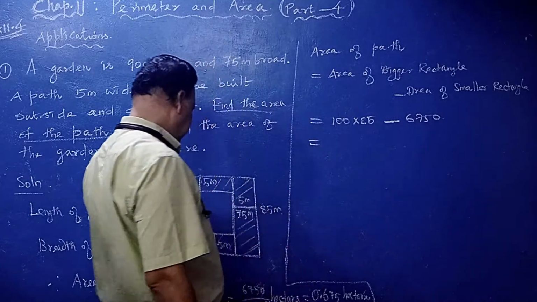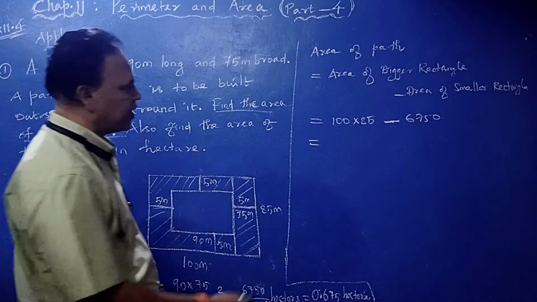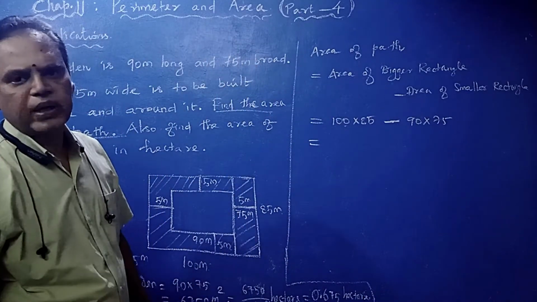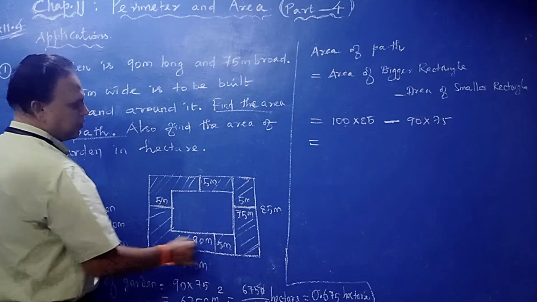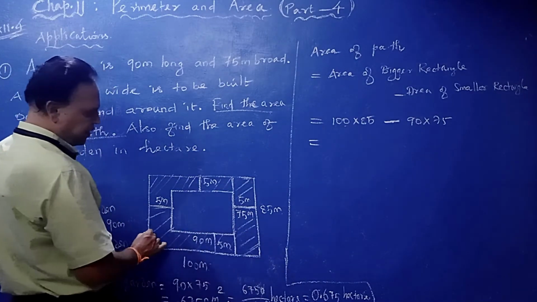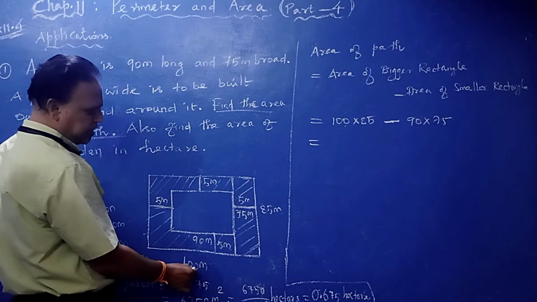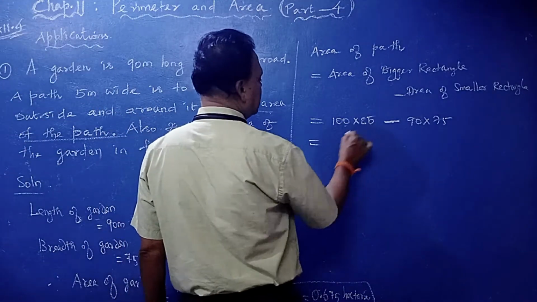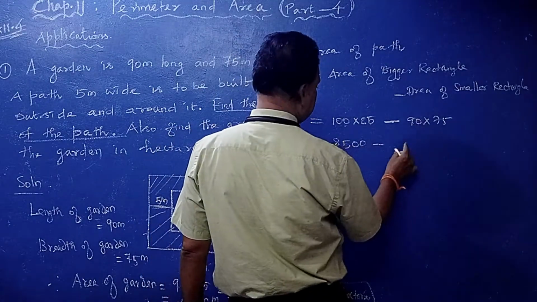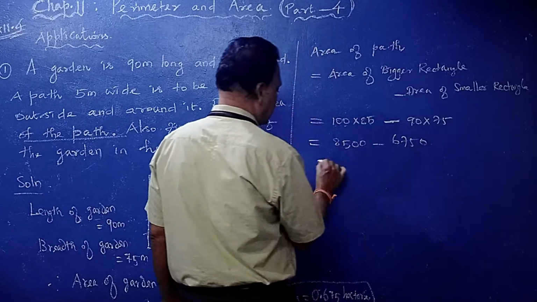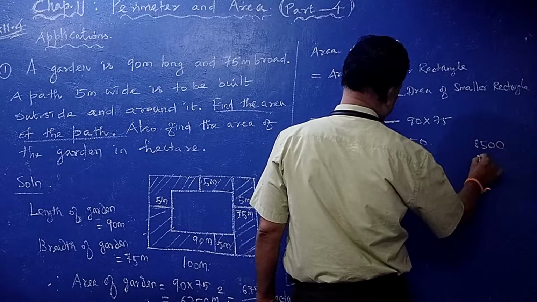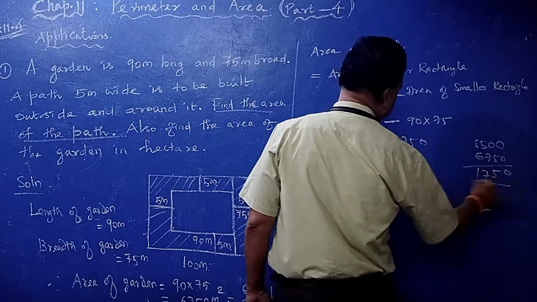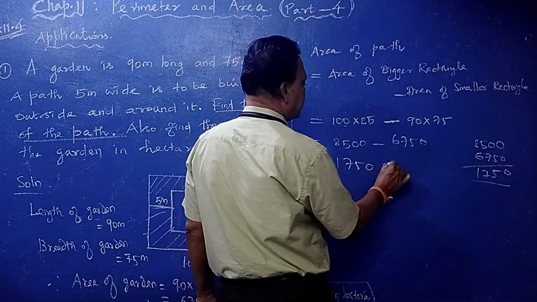Understand, that is 90 into 75, that is 6750. Or you write better 90 into 75, length into breadth, that's all. The smaller one, the bigger one. For the bigger one, length, how are you getting? This side 5 added to 90, means 90 plus 10, 100. 75 plus 10, 85, right? Therefore, this is nothing but 8500 minus, already we calculated, 6750. Now you subtract. So 1750 meter square.